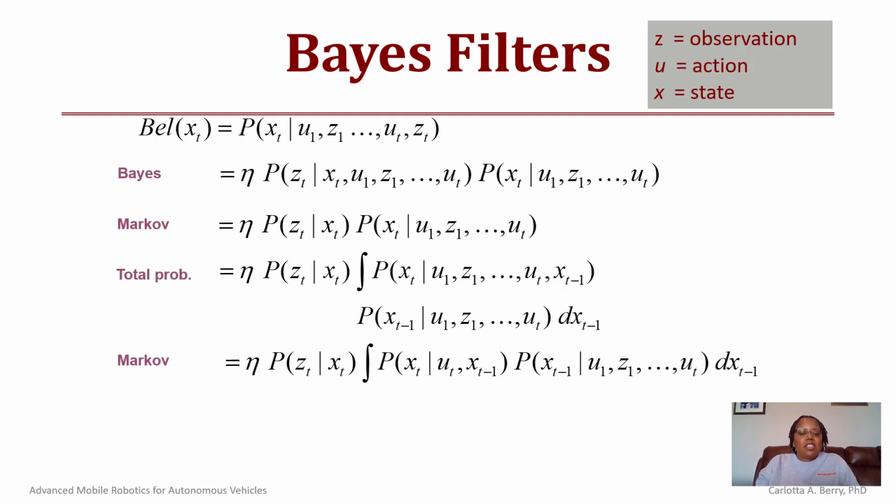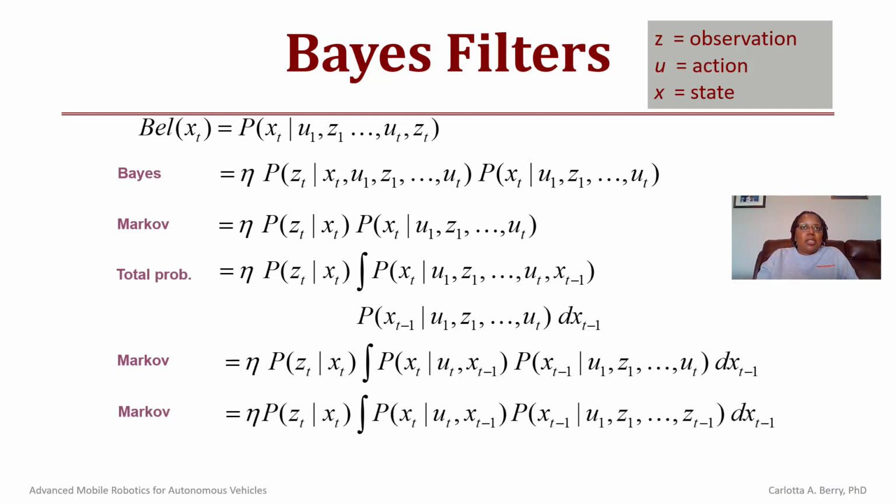And I can now write this as the probability of the measurement zt given the state xt times the integral of the probability of the state xt given the input at time t and only the previous state, none of the other ones, input controls, and the probability of x at the previous time t minus 1 given u1, z1 to ut. So now we make another independence assumption in order to get rid of ut, because I know that the control input at time t should not affect the previous state t minus 1.